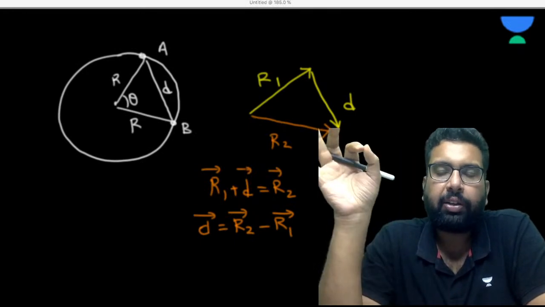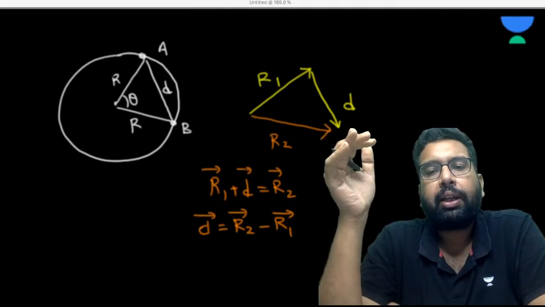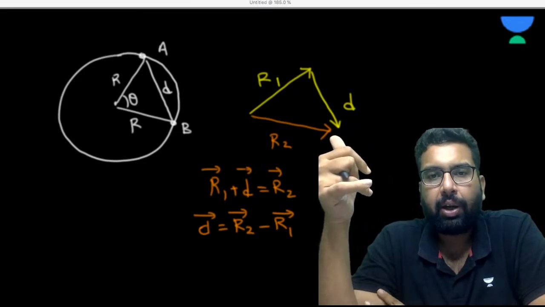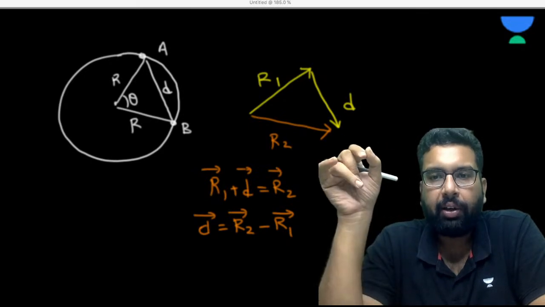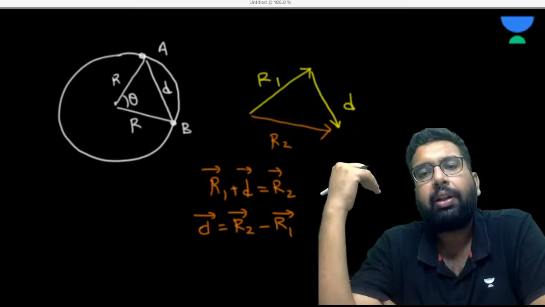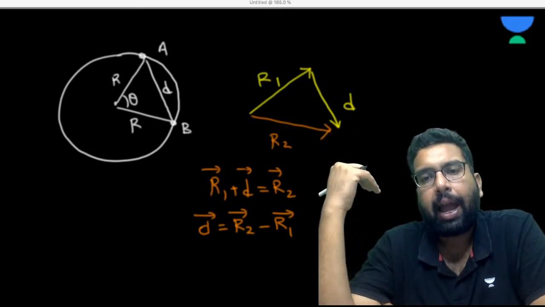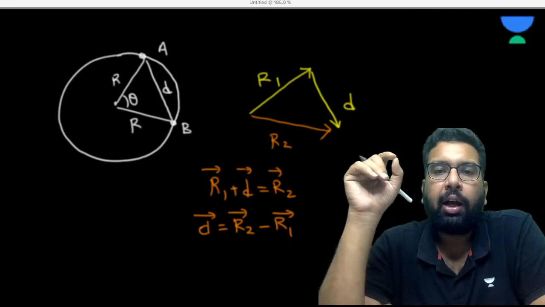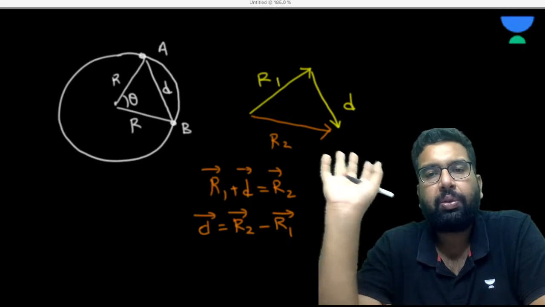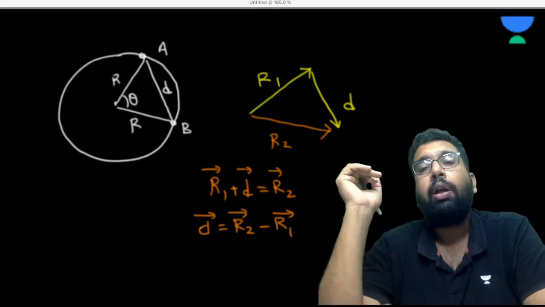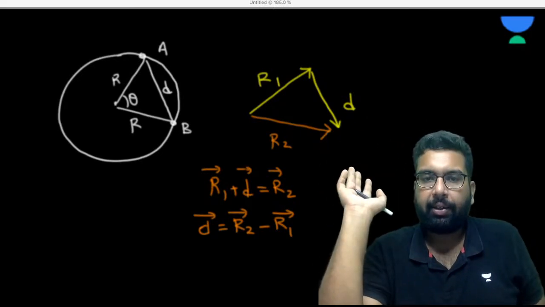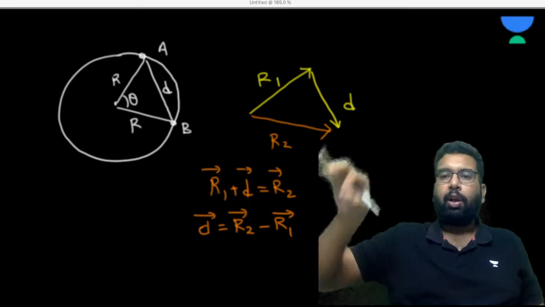So this first vector, head tail law says that whenever you are adding the vectors, you start with one vector. Then from the head of the first vector, you start with the tail of the next vector. And your resultant will be starting from the tail of the first to the head of the last vector. You join the tail of the first to the head of the last vector. That is going to be your resultant. Then we use the simple resultant thing. Resultant is going to be the addition of all the vectors.